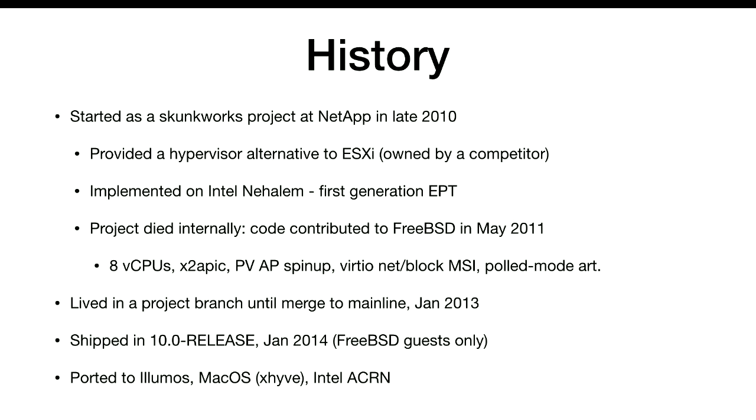It was specifically targeted at running NetApp's operating system, which was multi-CPU, but because we were able to modify the operating system, we put in a lot of paravirtualized work to get around some limitations, or basically a lot of extra work that we weren't prepared to do. So this is just the feature set that was initially dropped off to FreeBSD. We supported up to 8 virtual CPUs.